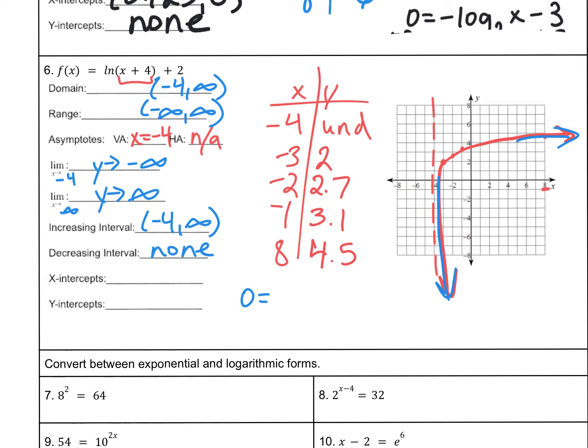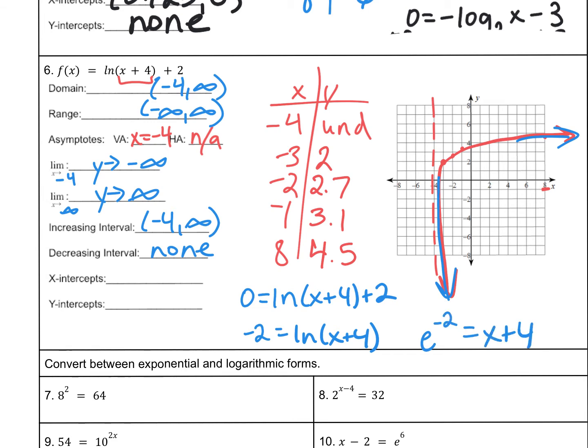0 equals natural log of x plus 4 plus 2. Got to have the natural log and its value by itself. Subtract that 2 over. Now we can set up our exponential. We know that since it's a natural log, it's a base of e to the negative 2 equals x plus 4. When I type in my calculator, e to the negative 2, hit enter, I get 0.1353, keeps going.